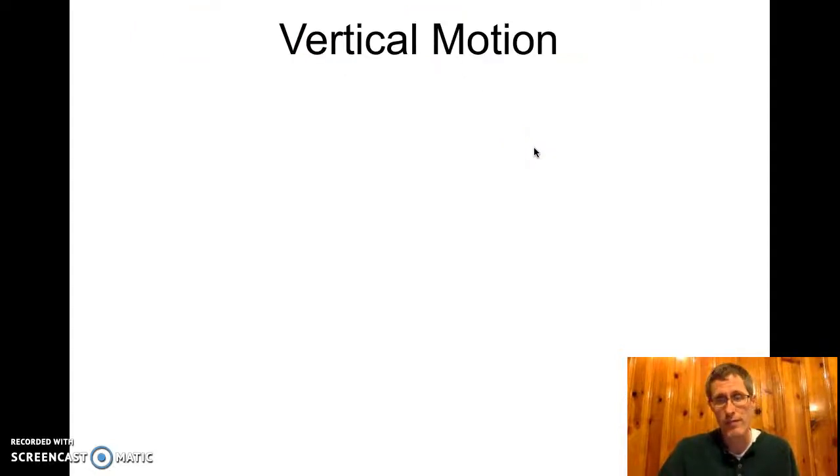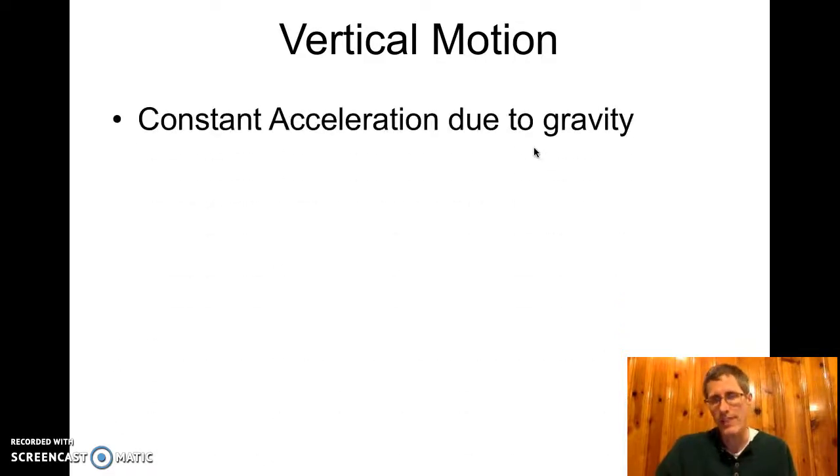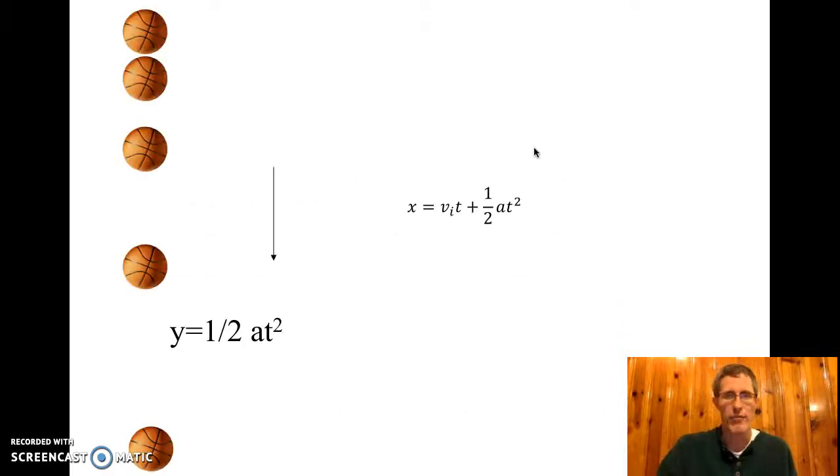Vertically, it's doing something very different. Gravity's pulling it down, so it's going to be accelerating. And if we were to go frame by frame in Logger Pro, it would look something like this. It would start right here, and then one frame later it'd be here, another frame later here, and then here, and then here. Its spacing gets bigger and bigger because it's going faster and faster and faster.